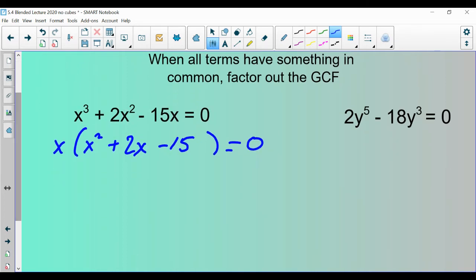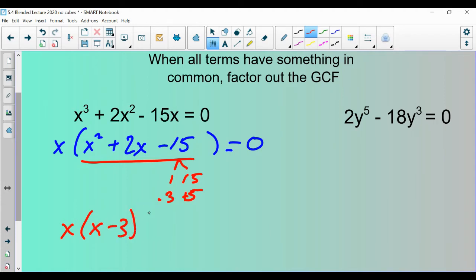I would then look to factor anything that I could again. And this statement actually could be factored relatively easily. This is your traditional factoring. What multiplies to negative 15? We have 1 and 15 and 3 and 5. And how would these add to positive 2? Well, if it was positive 5 and negative 3, these add to positive 2 and multiply to negative 15. So factored completely would look like this.